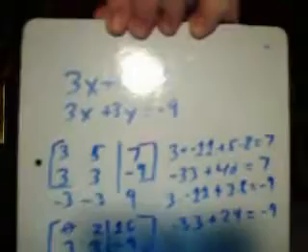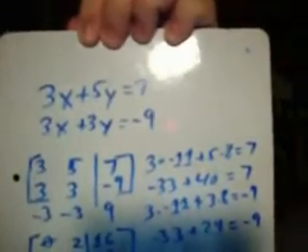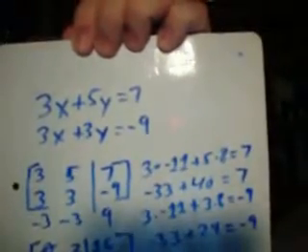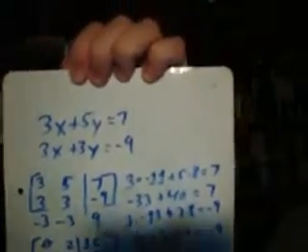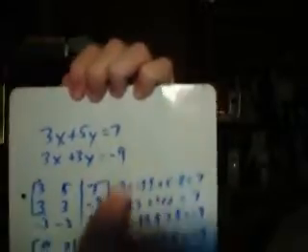We have 3x plus 5y equals 7, and 3x plus 3y equals negative 9. Now, whatever x and y are, when you do both of these equations, your answer is going to end up being 7 and negative 9. And I'm going to show you this in just a second here.